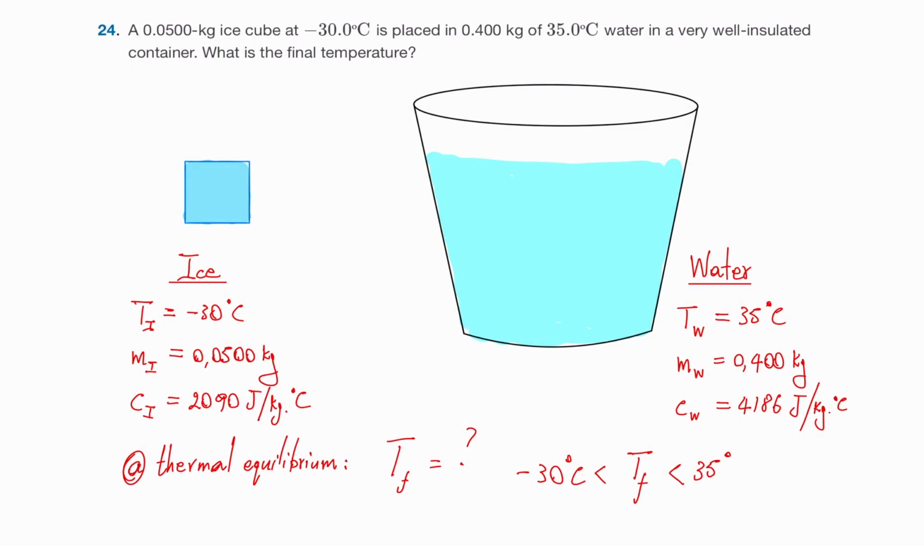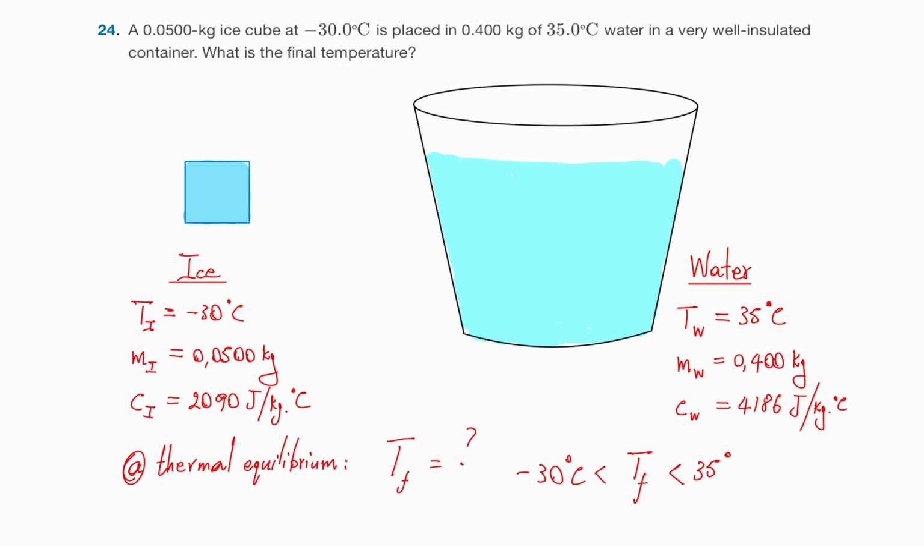Welcome. In this video I wanted to talk about the example we did in class. I'd like to explain it a little better. So in this example we have 0.05 kilograms of ice, which is at minus 30 degrees, and this ice is placed into thermal contact with 0.4 kilograms of water, and this water is at 35 degrees.